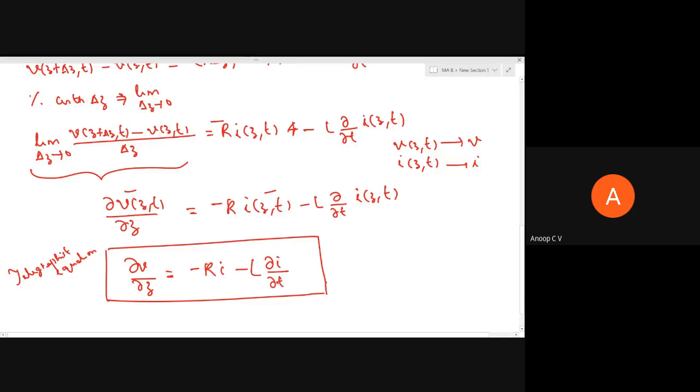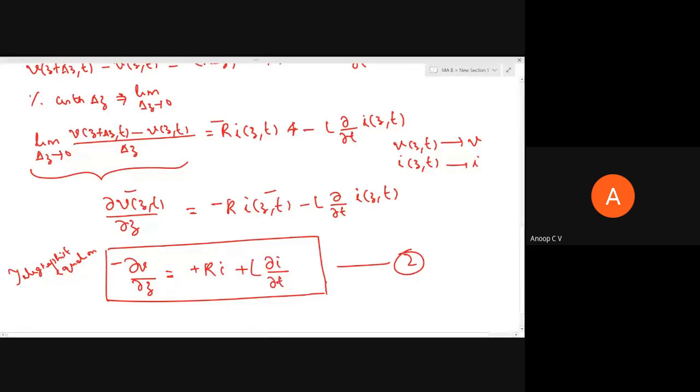That's why it's called the telegraphist equation. It's not simply some equation; it has some significance. Maybe I'll call it equation number 2. Maybe I'll just multiply on both sides with minus, so I get minus ∂v/∂z plus ri plus L ∂i/∂t.